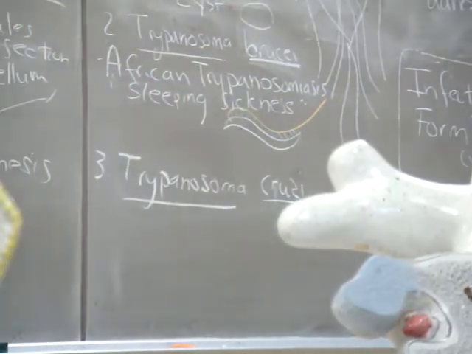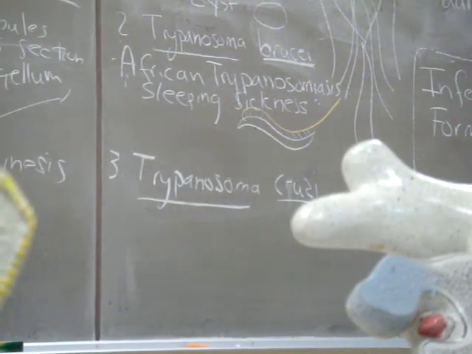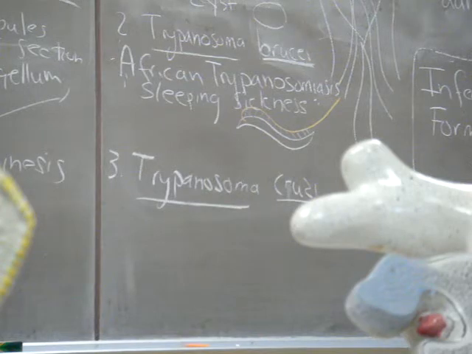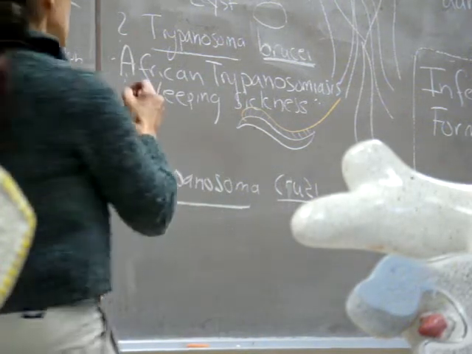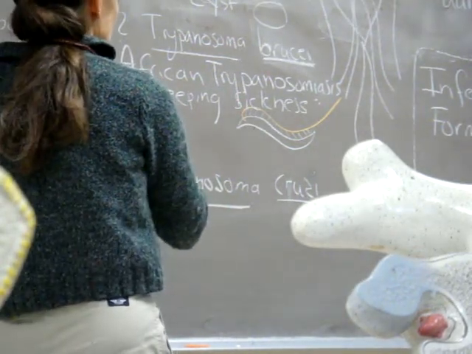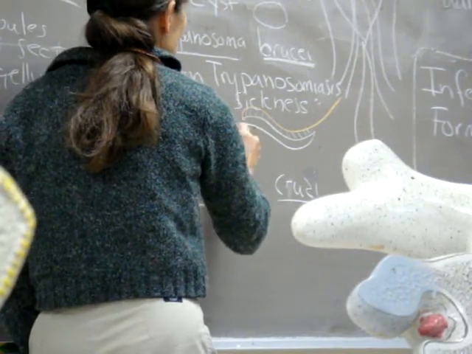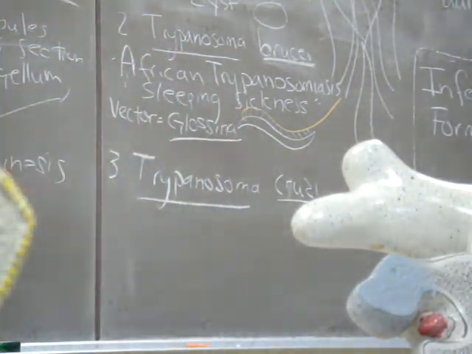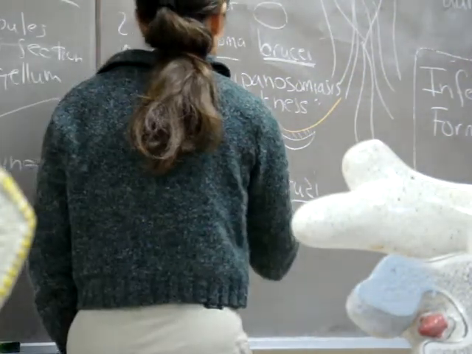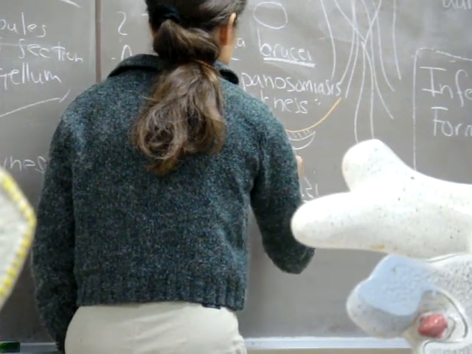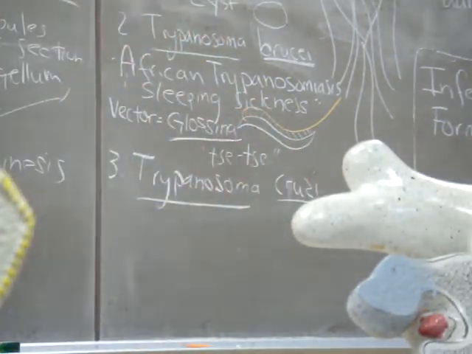Okay, now, we said these guys can invade the central nervous system, so this is a very serious infection. So how do we get infected? These have an arthropod vector, and the arthropod vector is a biting, blood-feeding fly called Glossina or tsetse fly. Yeah, tsetse fly, right.